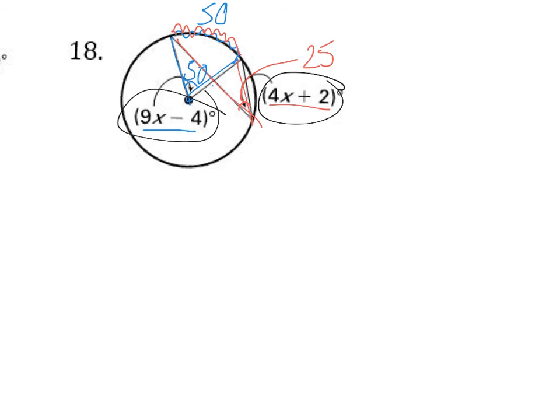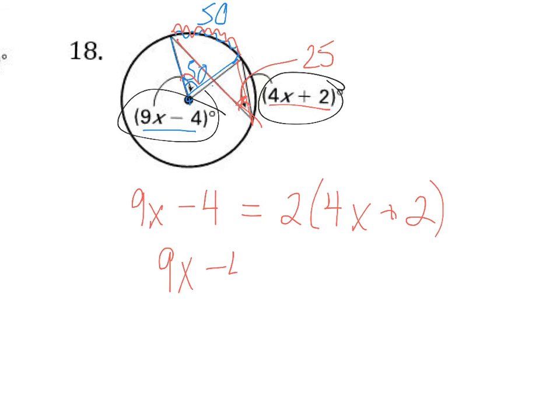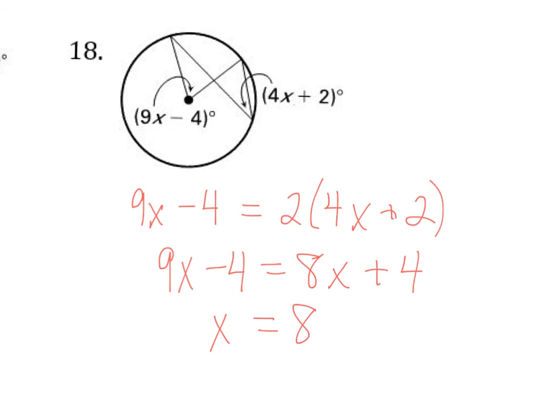They're not going to be equal, but I want to make them equal by changing one of them. Well, based on the numbers I used, if I wanted that 9x minus 4, that central angle, to be equal to the inscribed angle, I would have to double that inscribed angle. Once you have your equation set up, now we just got to go through and solve. 8x plus 4, x equals 8. Now, if x equals 8, my central angle here is going to be 68, and my inscribed angle over here is going to be 34.